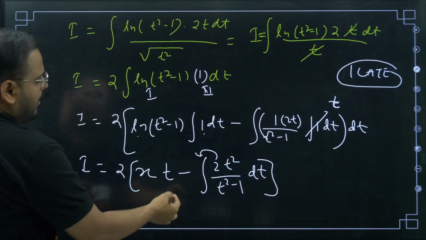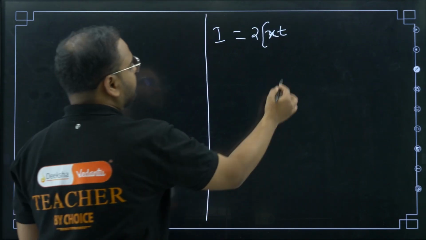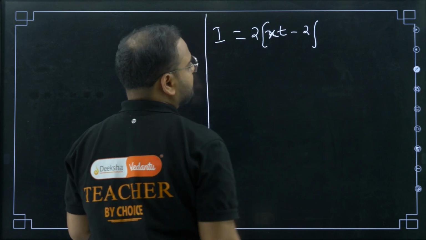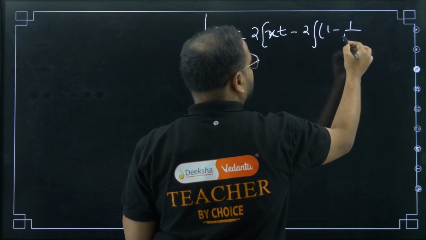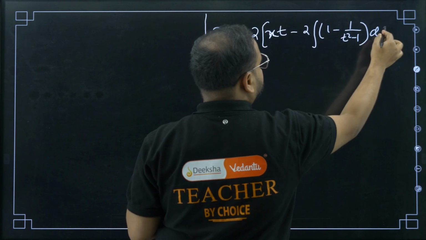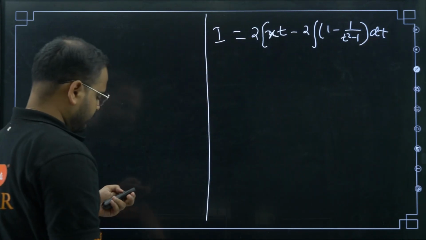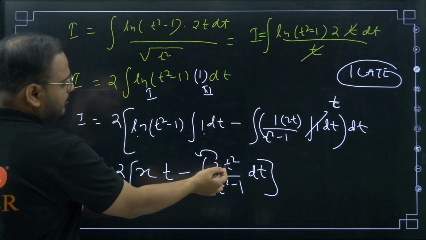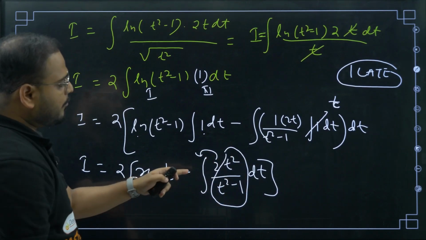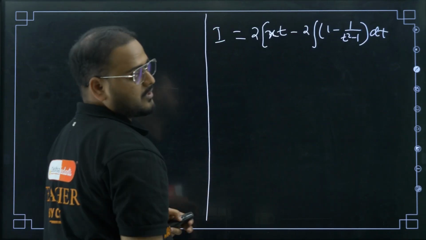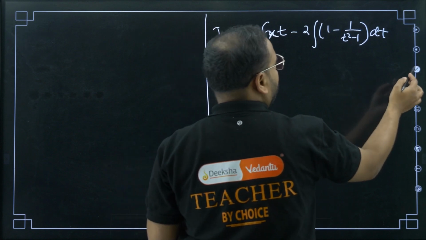What's the next step? I am taking 2 common. So writing here minus 2 times the integration of t square is there, right? I write it as 1 minus 1 upon t square minus 1. Please have a look. I've taken 2 common. I've written this whole thing as 1 minus t square, 1 minus 1 upon t square minus 1. How, sir? How? Please have a look.